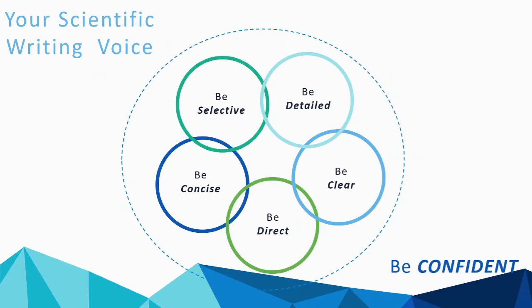The voice you use when you're writing scientific papers is very different from what we've learned up until now. Oftentimes we've learned to add transitions and to make things a little bit more whimsical. In scientific writing, it's a little bit more abrupt. It's very direct, but concise. It's quick, direct, clear, detailed, and we're very selective about what's important and what's not important.